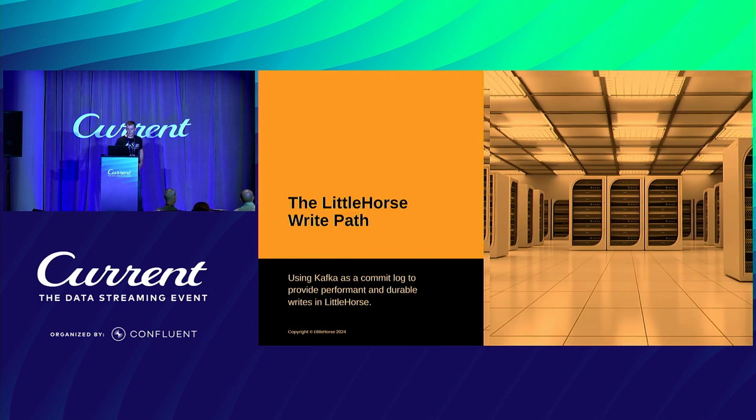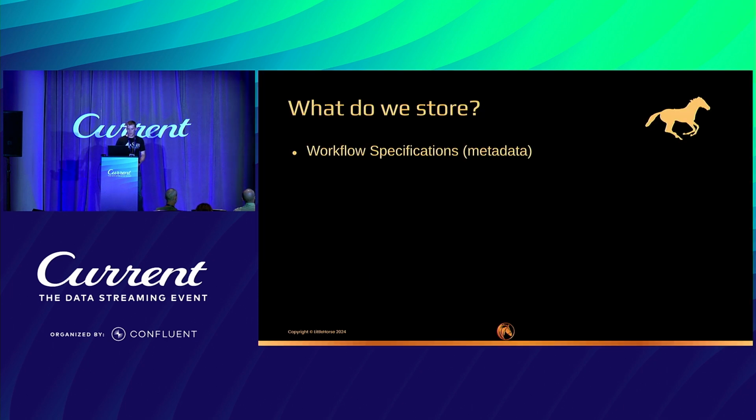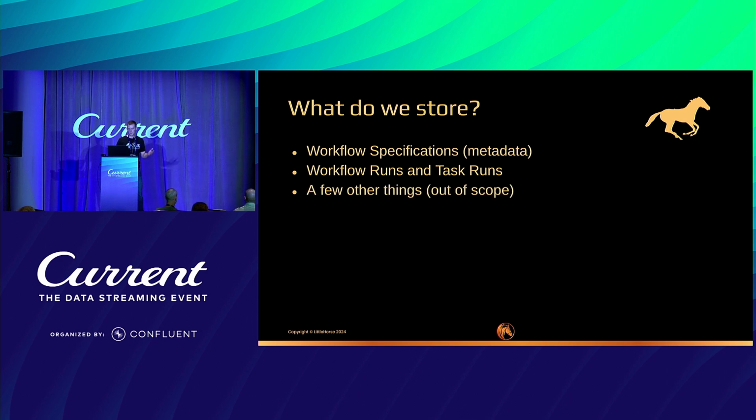So let's trace a write through LittleHorse. What happens when I tell LittleHorse, hey, run a workflow? We're going to see how we use Kafka Streams, and then we're going to see why Kafka Streams was the right answer in order to achieve the performance that we want with LittleHorse. We store a bunch of things in LittleHorse. We store the workflow specification, obviously, but more interestingly, we store workflow runs and task runs, and we're going to talk about that in 10 seconds. We also store a bunch of other things which aren't necessarily too interesting for now.